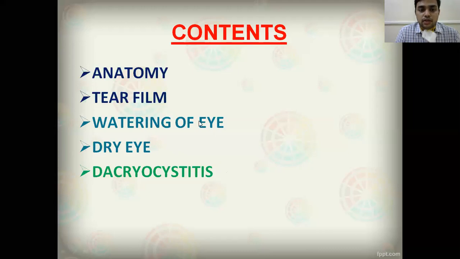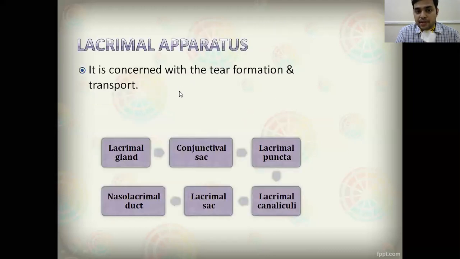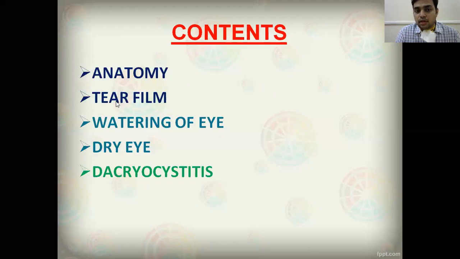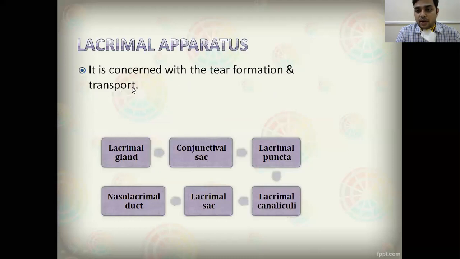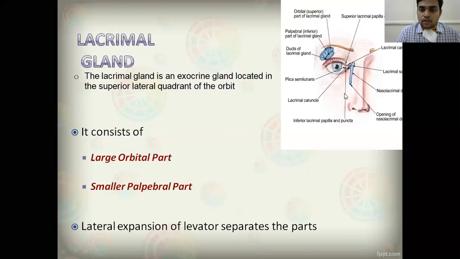Good morning, students. In the previous class, I discussed the basic anatomy of the lacrimal apparatus and the basic histology of the tear film. So, what is the lacrimal apparatus? It is a set of tissues concerned with tear formation and transport. It starts with the lacrimal gland, then the conjunctival sac, then lacrimal puncti, then lacrimal canaliculi, lacrimal sac, and nasolacrimal duct.